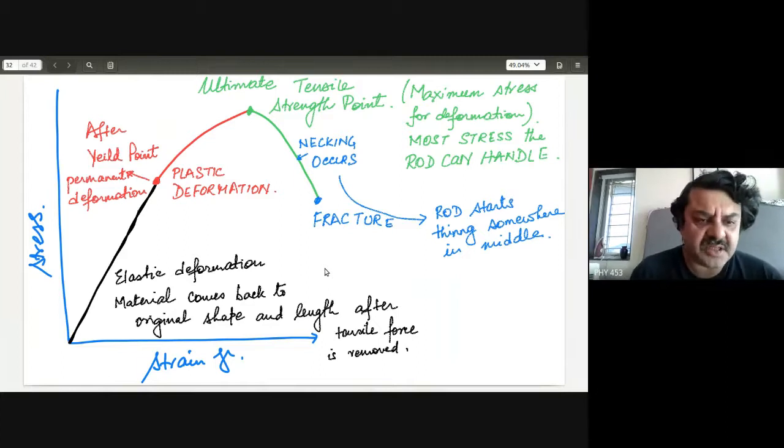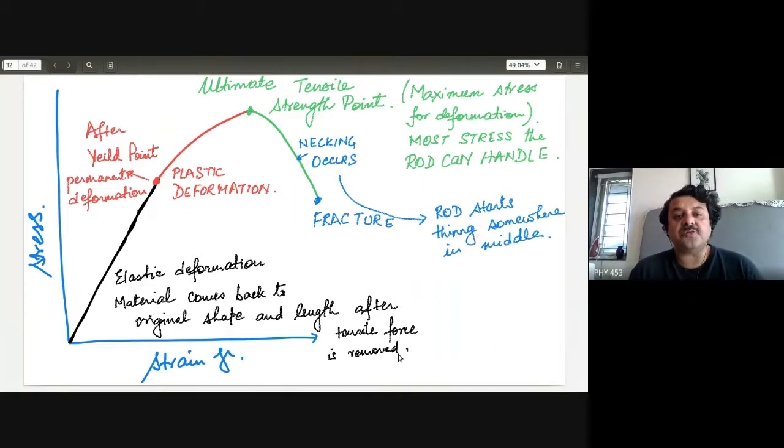So whenever you have a material and you subject it to strain, some stress develops. For small strains, if you release the strain, the relation between stress and strain is first of all linear, and the slope of stress by strain gives you the Young's modulus. You have elastic deformation up to a certain strain value called the yield point. If you strain the material such that the amount of strain is less than the yield point, then you have elastic deformation, so that the material comes back to its original shape, size and length after the tensile force is removed.